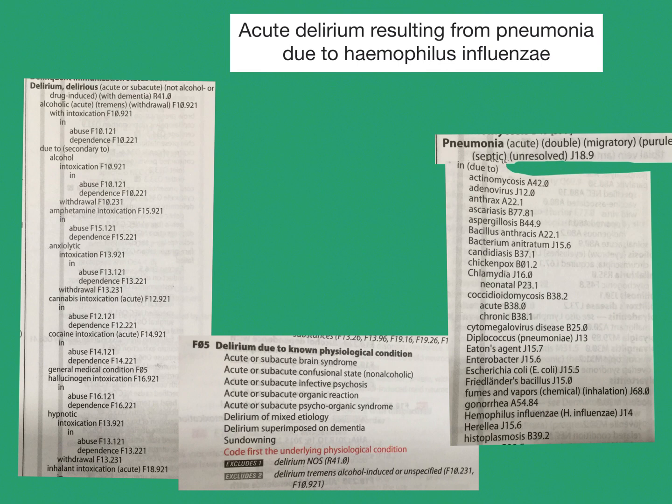Here we have acute delirium resulting from pneumonia due to Haemophilus influenza. Let's start with the main term of delirium. And then followed by the subterm due to, because we know what's going on here. As we scroll through the subterms, there is no due to Haemophilus influenzae, but there is an applicable subterm here, due to general medical condition, F05.